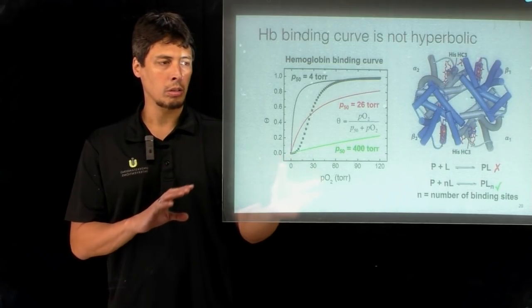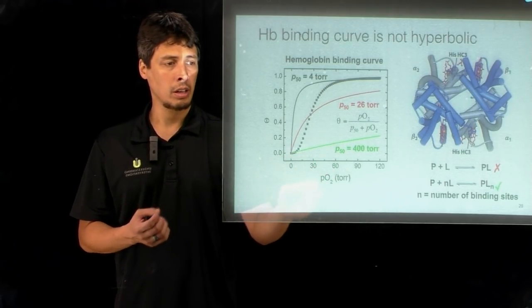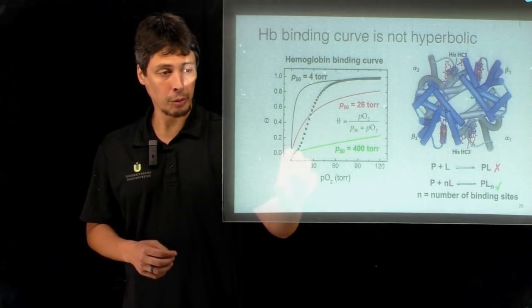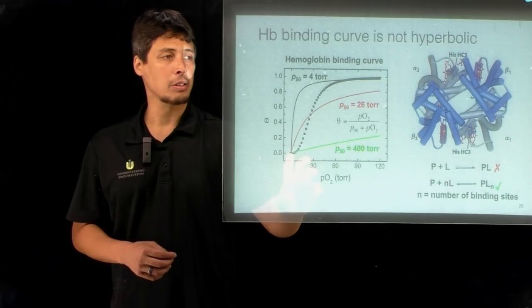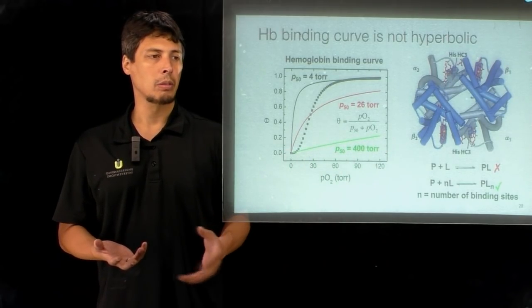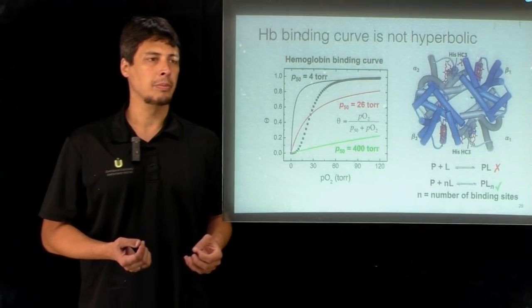If we go to a lower affinity, such as a P50 of 400 torr, we fit really well at low oxygen concentrations, but again, we don't fit the rest of the curve very well. We have what's called systematic deviation.